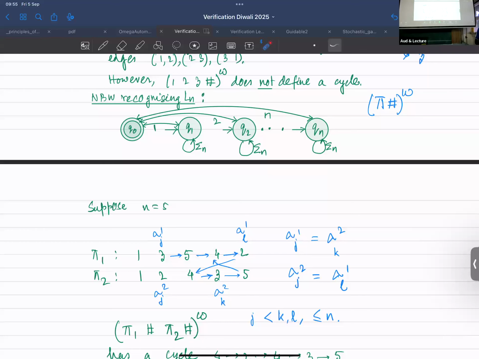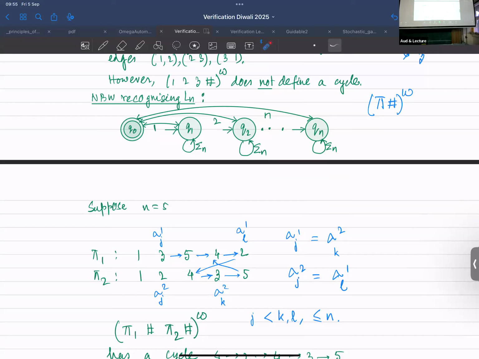Because at the end of pi 1, we will be at Q2. Then we wait for the next 2, which is in pi 2, and then we go back to Q0, and then say we come to Q4. Could you start again? What is the run you are talking about?